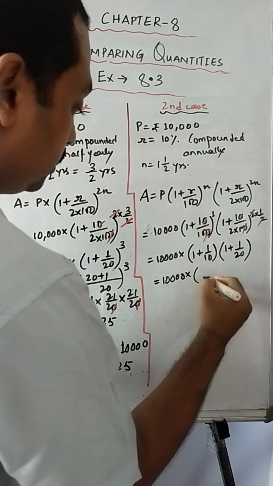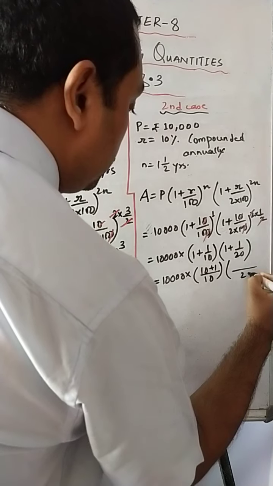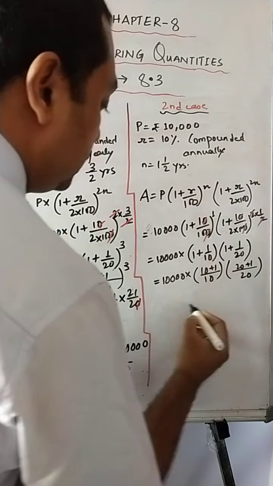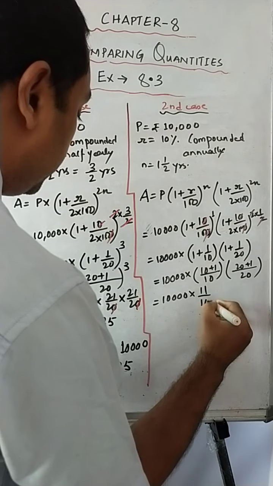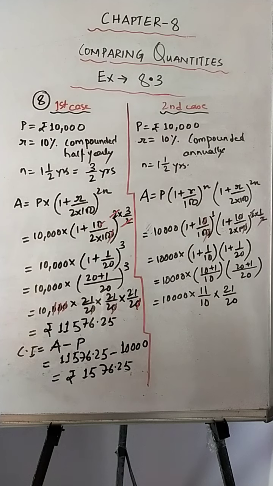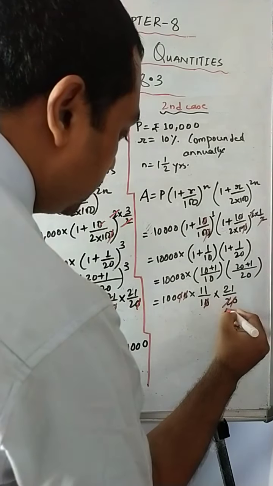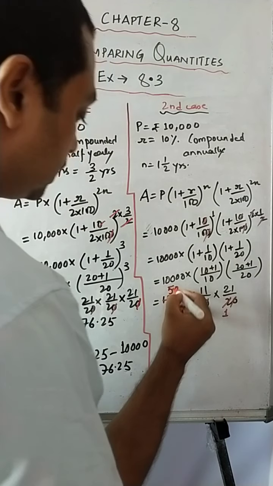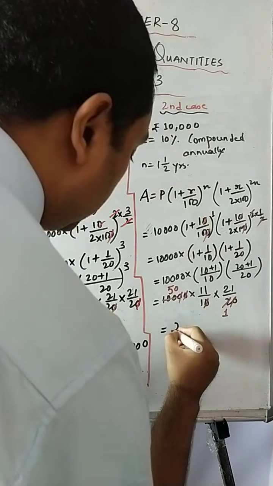10,000 into 10 plus 1. Now the LCM would be 20 plus 1, so that would be 10,000 into 11 by 10, 21 by 20. Now let's reduce it. Reduce these two zeros. Now 2 ones are 2, 2 50s are. Now what will be the product of 50, 11 and 21?